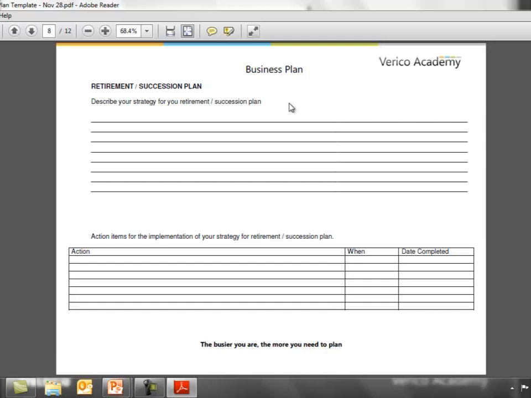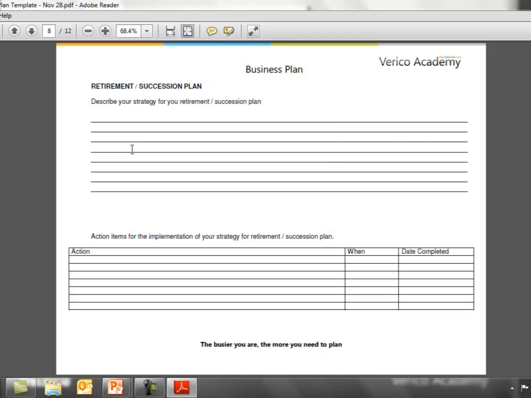But we think that you should have some kind of a plan in place for your retirement or for succession planning. It could be, for example, that you want to sell your business eventually. A strategy could be that you want to increase the value of your business to $200,000. And what would that take?